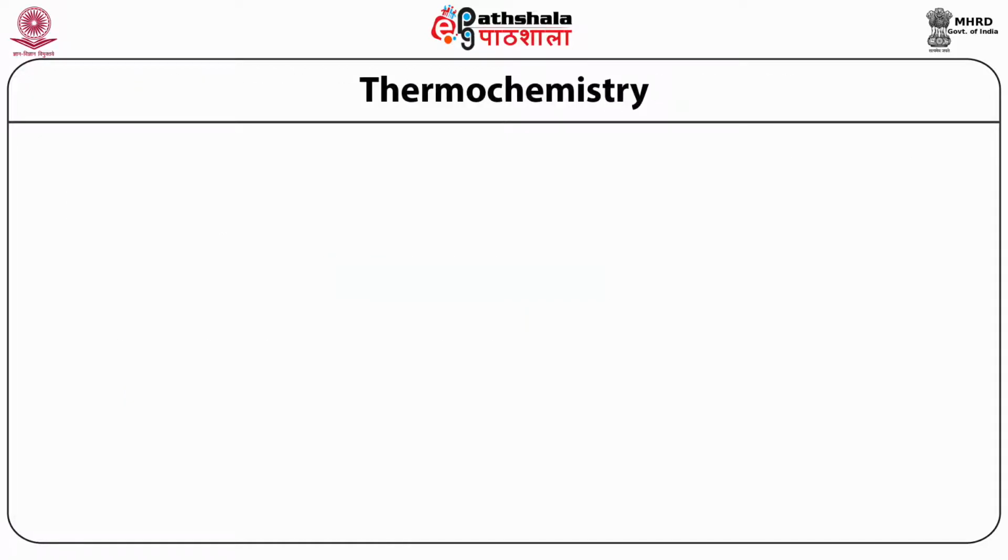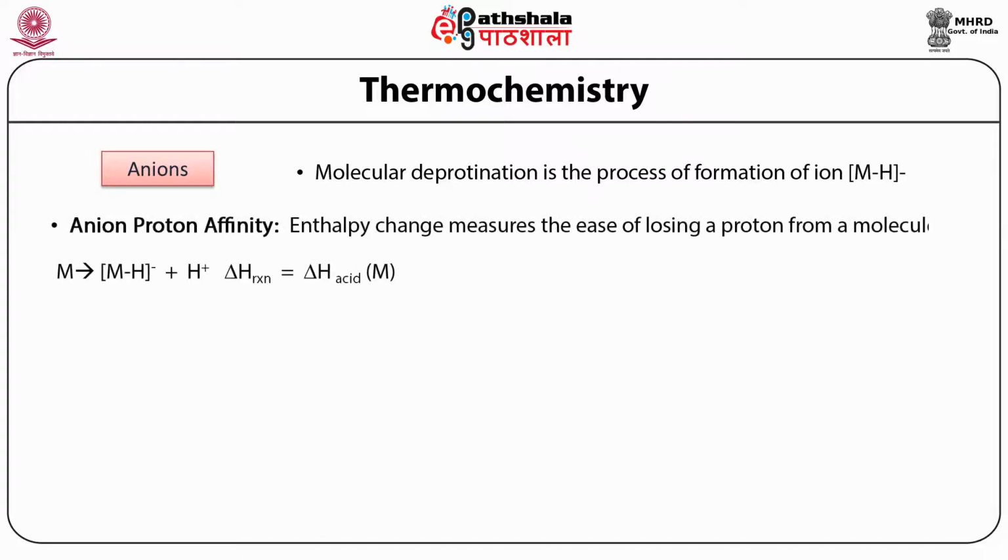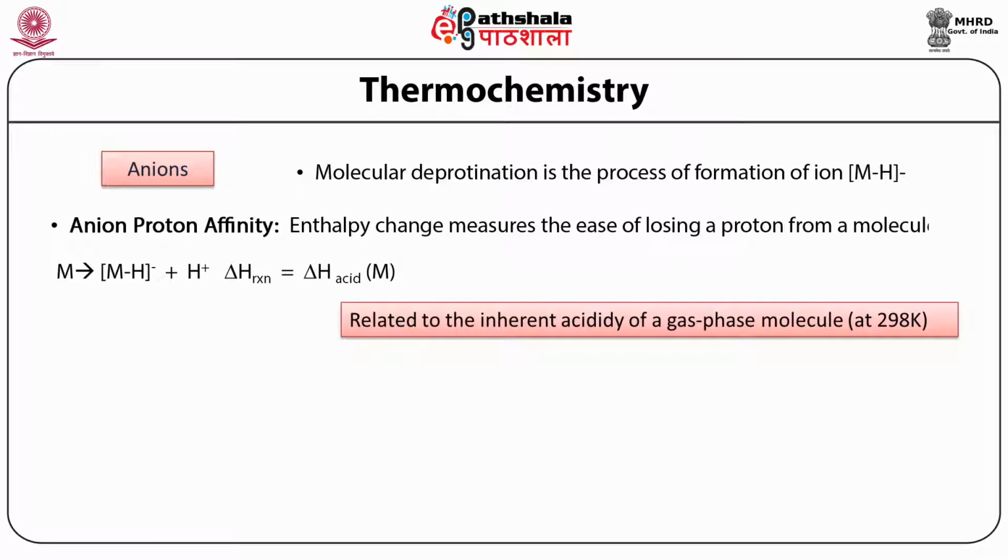In case of anions, so far we have seen cations, that means having positive charge. What happens in case of anions? Molecular deprotonation is a process where a molecule loses a proton and carries a minus charge. The anion proton affinity is defined as the enthalpy change that measures the ease of losing a proton from a molecule. This is related to the inherent acidity of a gas phase molecule at normal temperature.